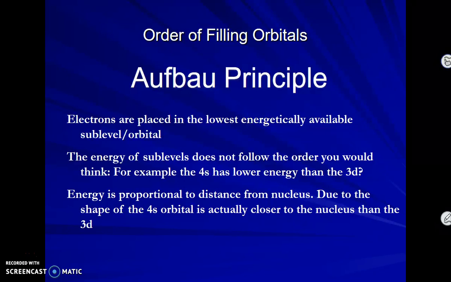One of the things you may remember, when we were doing 1s2, 2s2, is that the 4s actually fills before the 3d. That's because the 4s has lower energy than the 3d. What makes it have lower energy is that the 4s is closer to the nucleus than the 3d is, and therefore has lower energy. So the point here is that orbitals fill with electrons from the lowest energy available sublevel forward. As you add more electrons, the energy of the sublevel or orbital increases.